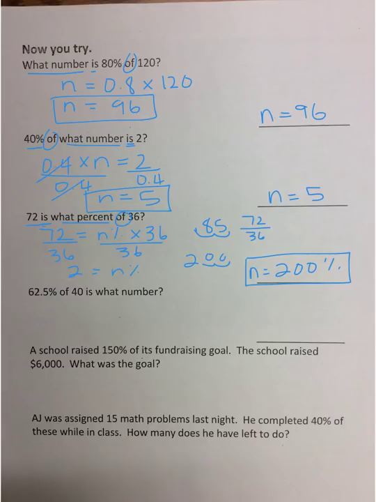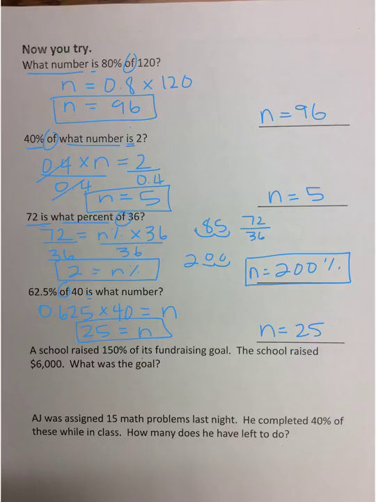Okay, 62.5%. That's 0.625 of means multiply 40. Is means equals what number? That's your N. Do it on your calculator. 25 equals N, or N equals 25. Oops, I boxed the wrong thing back here, because I wasn't all the way done.